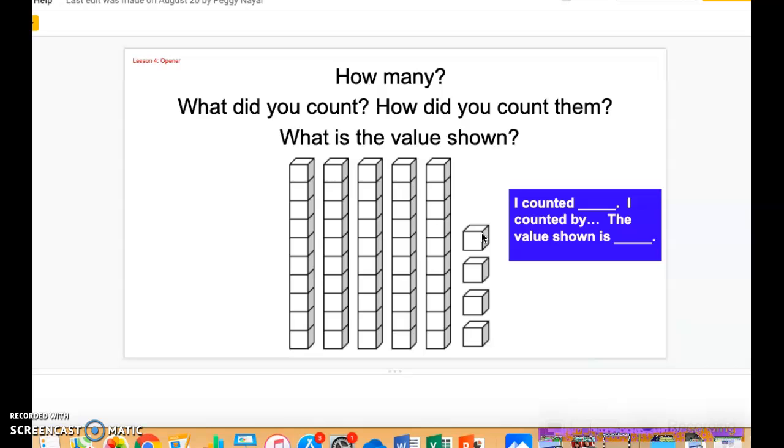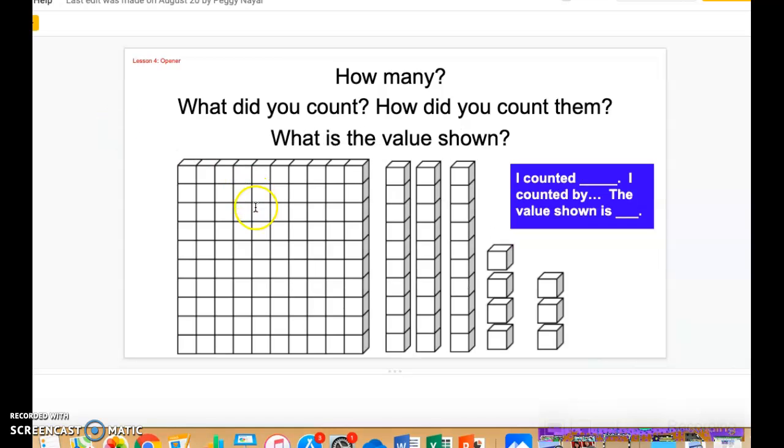That's one way to do it. There are 54 here, so I counted 54. You might have counted by tens like I did, or maybe you counted this way. Maybe you went 1, 2, 3, 4, 5, and counted that way until you got to 54. Both work, but there are 54 base 10 blocks here, and you can count them by ones, or you could have counted by tens and then added up the ones. Both would work, but the value shown is 54.